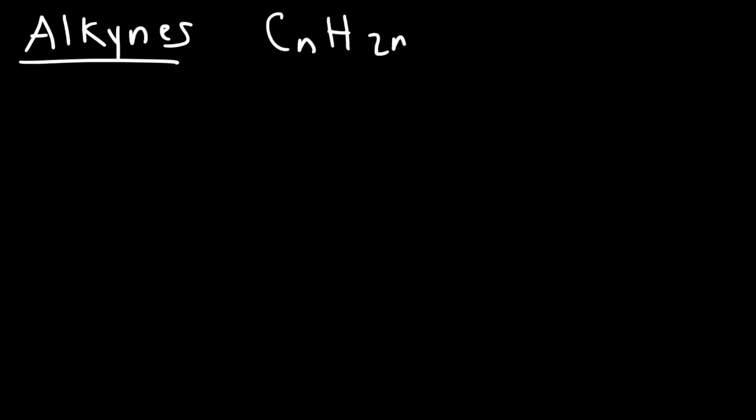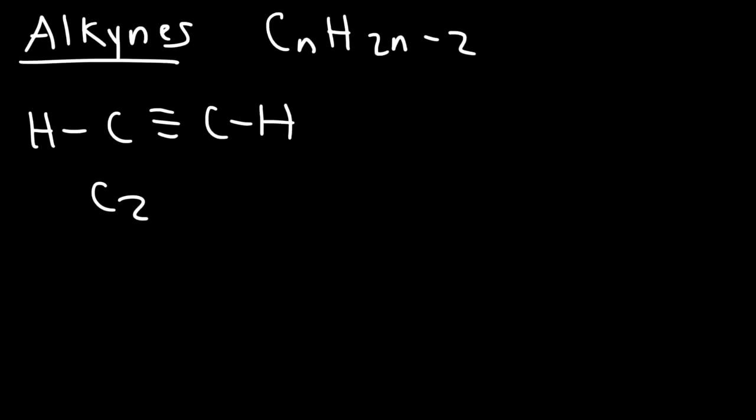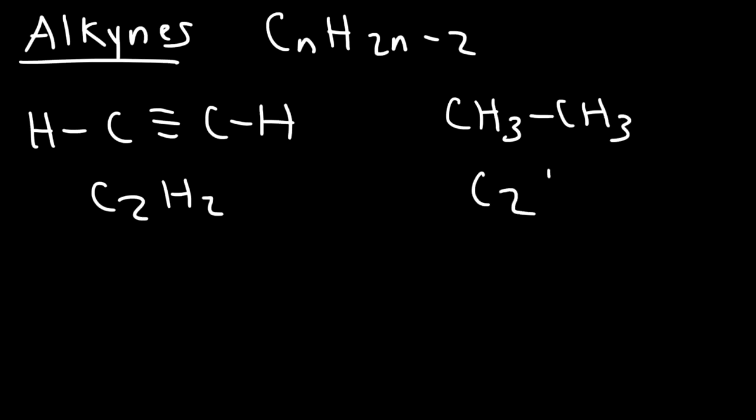So in the case of alkynes, they have the chemical formula CnH2n minus 2, assuming we have a molecule with 1 triple bond. For every triple bond, you lose 4 hydrogen atoms. So let's look at acetylene. This is C2H2. And if we compare it to ethane, which has the same number of carbons, this is C2H6. So notice that the difference in the number of hydrogen atoms is 4.